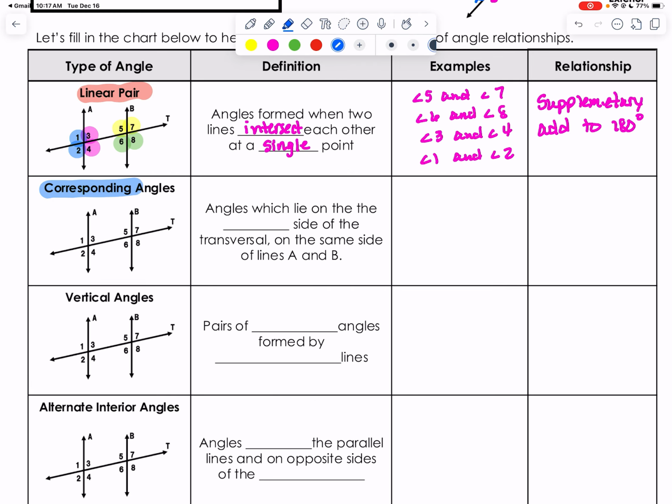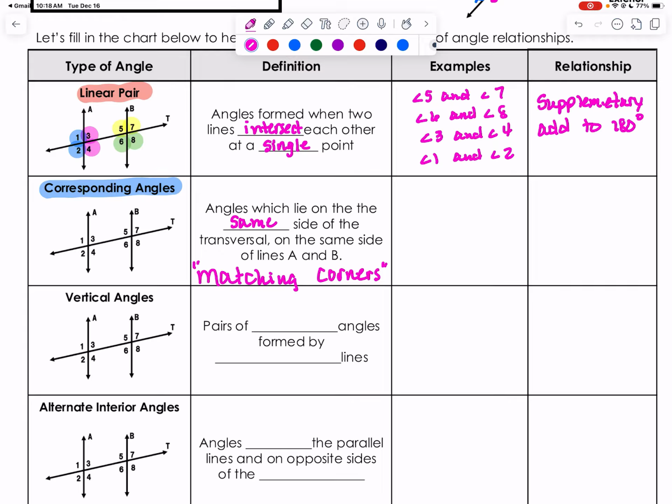Let's look at corresponding angles now. Corresponding angles are angles which lie on the same side of the transversal, on the same side as lines A and B. Another way to think of corresponding angles is they are the matching corners. That's another way to think of the corresponding angles.